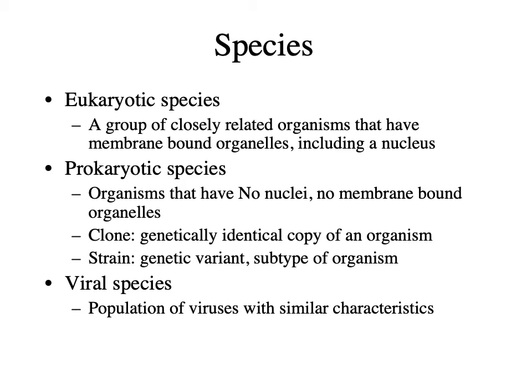2 definitions that you need to know are clone, which is a genetically identical copy of an organism. This will come up throughout the class. A strain is a genetic variation, a subtype of a particular organism. And we're also going to look at this a lot. Now, a viral species is a population of viruses with similar characteristics. That's kind of a vague definition, but something that you do need to know.